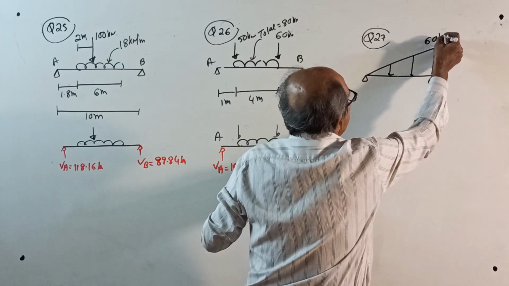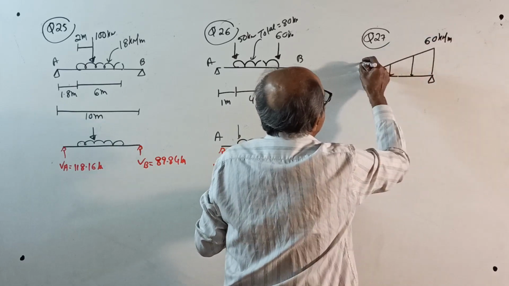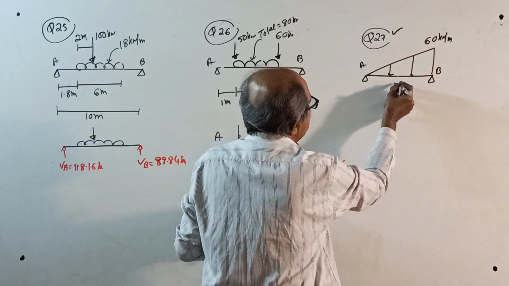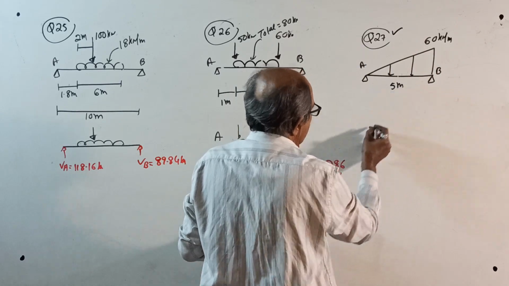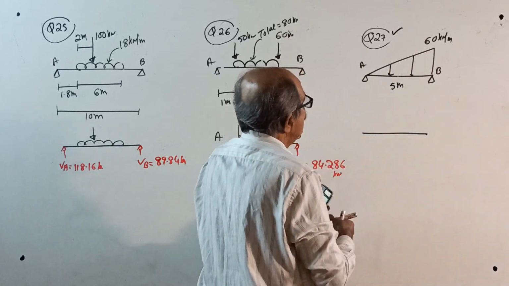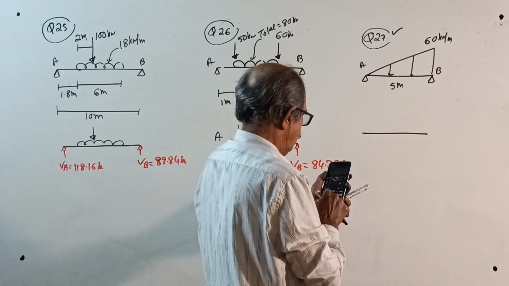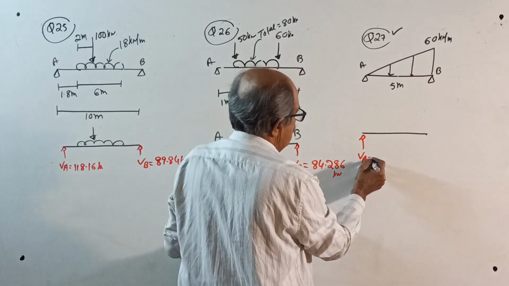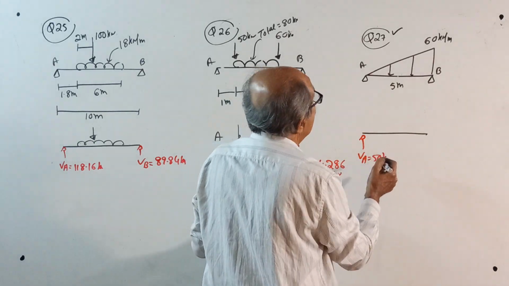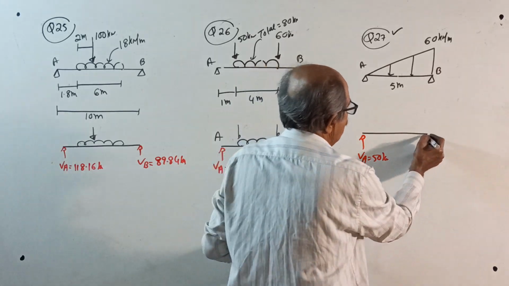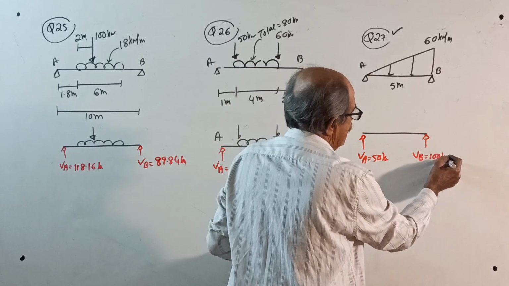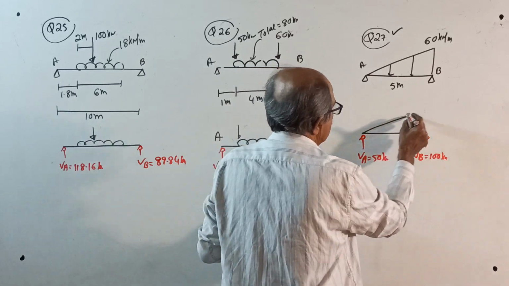60 kilonewton per meter on beam AB. This is a standard case. Length is 5 meter. Answer. This time I don't require a calculator. 60 into 5 divided by 6 is 50. This reaction VA is 50 kilonewton. This reaction VB is 100 kilonewton for this loading.